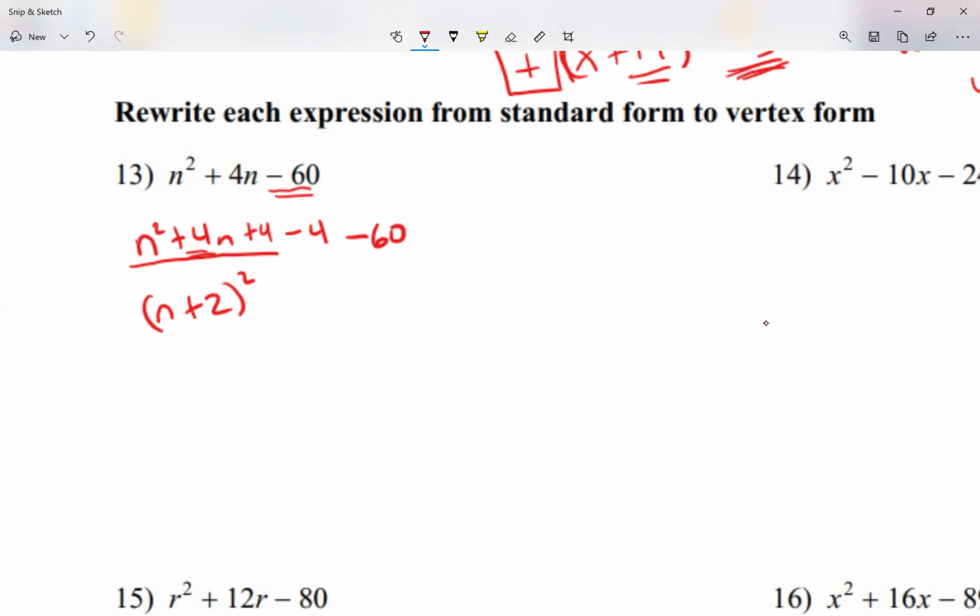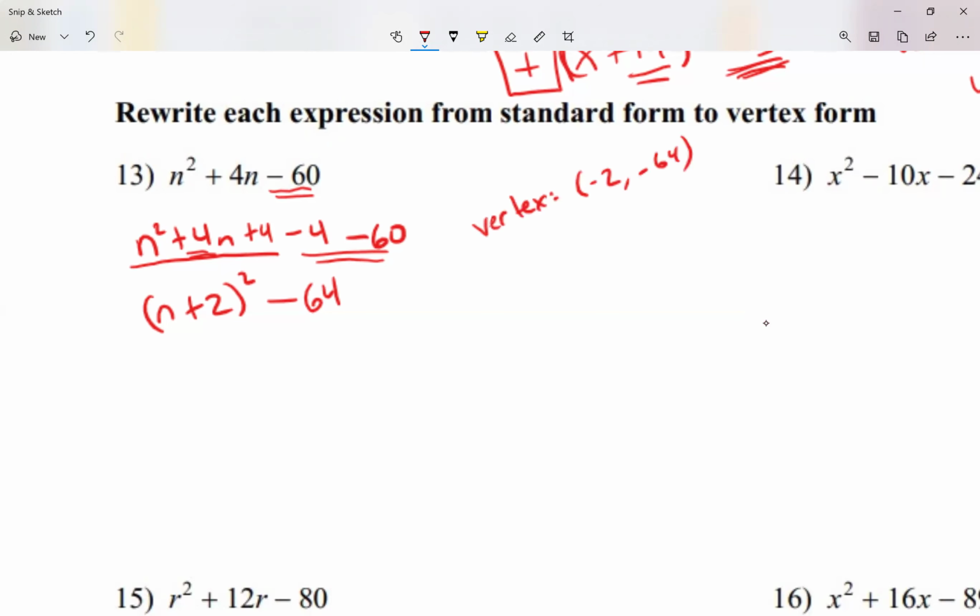And then let me combine these two numbers, negative 4 and a negative 60. Well, negative 4 and a negative 60, that is negative 64. Well, guess what? That is my vertex form. You see n plus 2 all squared minus 64. If I wanted to read this, I would just say, oh, I have information here. My vertex is negative 2, negative 64.